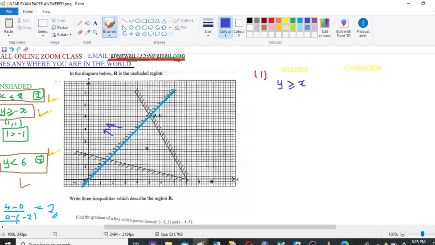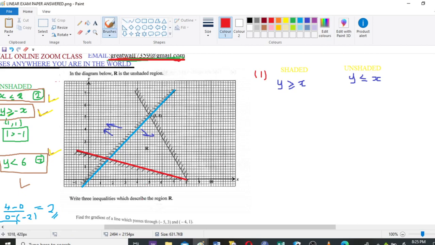Now finding the inequality describing the unshaded region, which is downward, it means we will write the opposite of what we have, which will be less than or equal to x. So that is our first inequality. Now the second inequality, we can look at this one here. So this one we can solve. I think that's the best way.